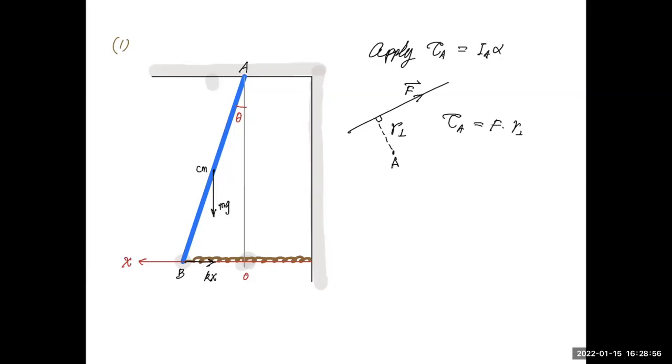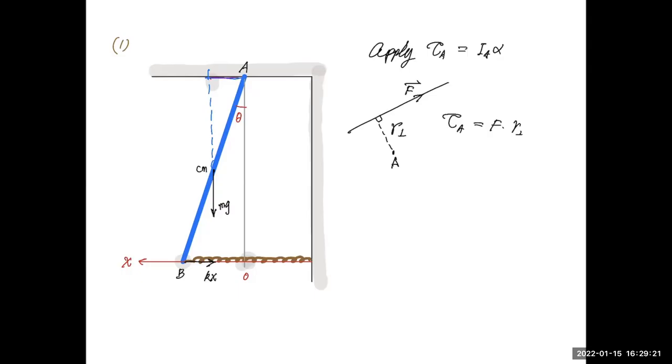I'm going to draw a line of action of the force of mg. That's the line of action. Starting from point A, I'm going to draw a line perpendicular to the line of action from here to there until I reach the line of action. So this distance is the lever arm, right? I'm going to use a different color for that distance, a purple color.